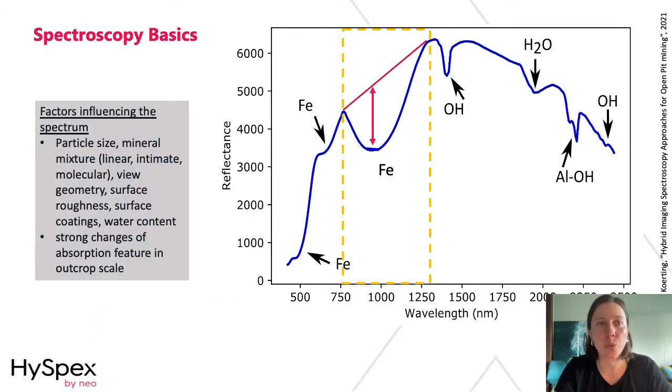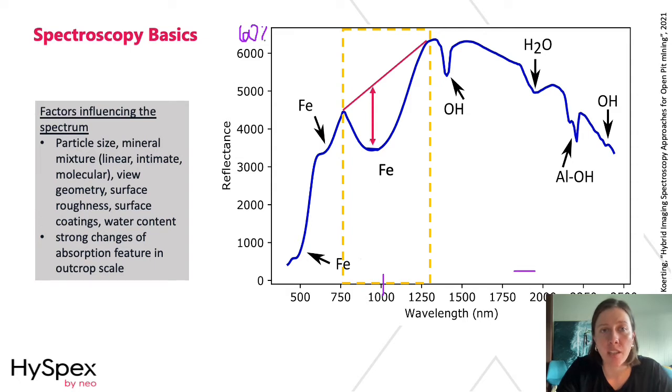Now we're going into the basics of spectroscopy, and I wanted to show you this graph again, this reflectance spectrum, which we've seen before. Just to talk you through this graph a little bit, we have the wavelength here on the x-axis from 400 to 2500 nanometers, the visible near-infrared to the shortwave infrared, and then a reflectance which is scaled here from 0 to 10,000, so we have around 60% reflectance of this material.